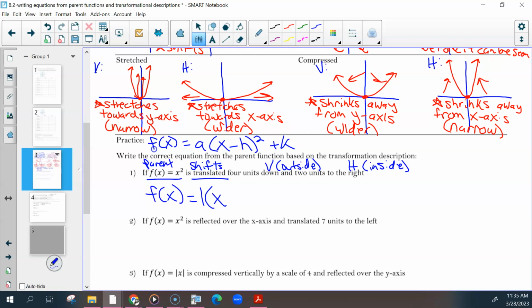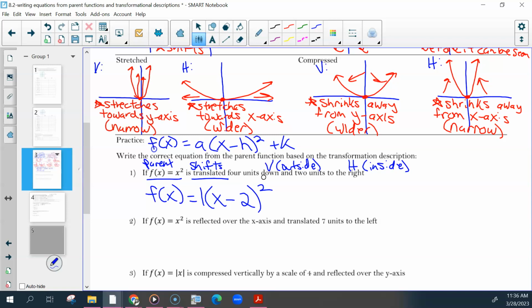Because we have something that goes on the inside, 2 units to the right, this is why it does the opposite. Because you want to put a plus, because it's positive, but because the format already has a negative, it becomes negative. So it's always going to be the opposite of what you think. If it's to the right, it's negative. If it's to the left, it's positive.